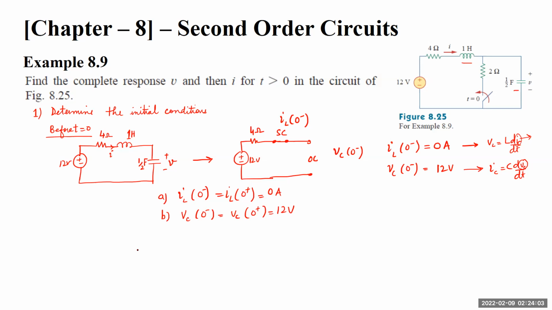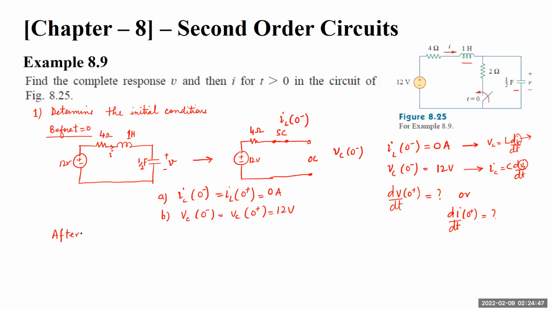Then we have to find the other initial conditions, that is dV/dt at 0+. This is what we have to find out. Or we could find di/dt at 0+, either of these. Let's say we find dV/dt first. That will also help us in solving this question.